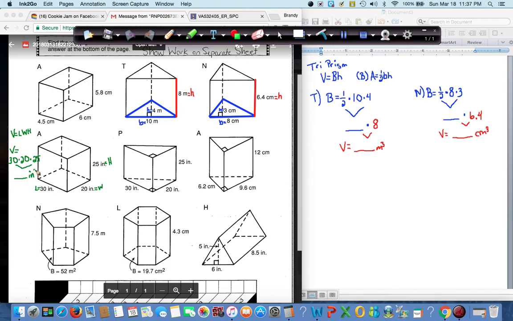I think you guys are pretty set on this from what we've talked about. You guys know volume pretty well. It's the triangular prisms that are going to be a new shape for you.